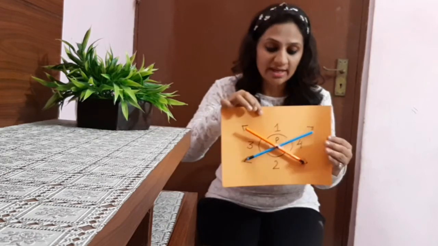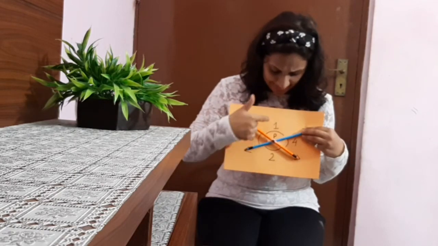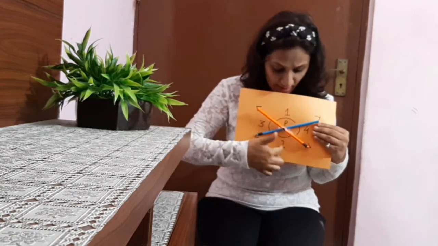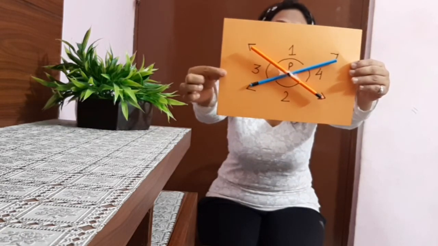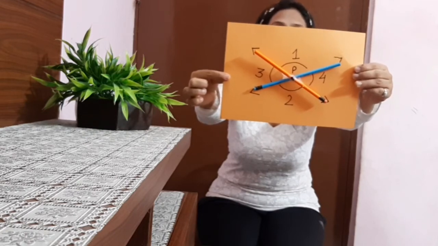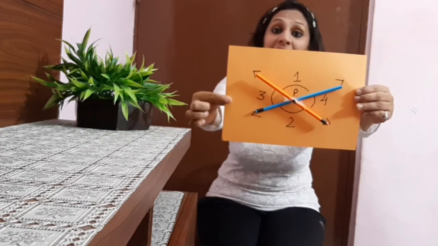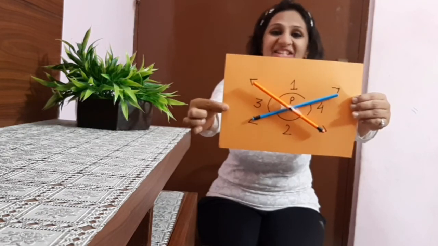Okay. So here students, you can see that with the help of this, we are able to form four angles. I name these angles as angle 1, angle 2, angle 3 and angle 4. So here students, the angles which are vertically opposite to each other are equal. So here angle 1 is equal to angle 2 because they are vertically opposite to each other, and angle 3 is equal to angle 4 again because they are vertically opposite to each other.